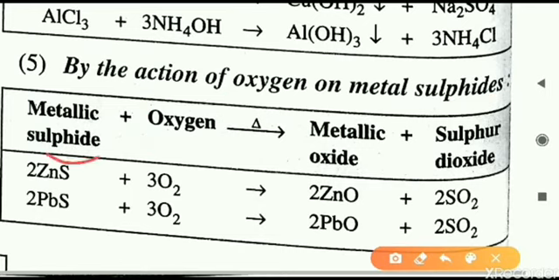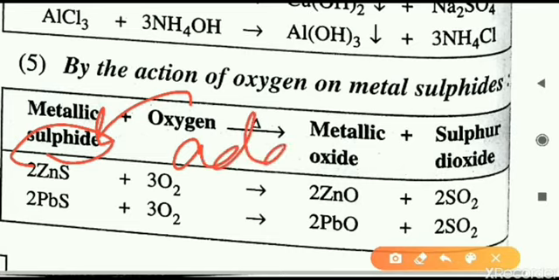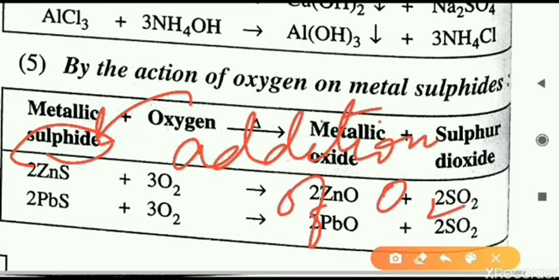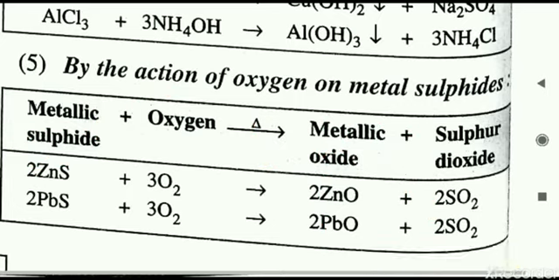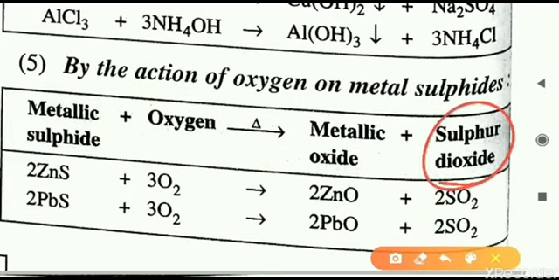From here this sulfide will be removed, this sulfur will be removed by oxygen, that is, addition of oxygen takes place. Addition of oxygen takes place where? It takes place to the metal atom. To the metal, addition of oxygen takes place. As a result, what is produced? Sulfur dioxide gas is produced separately.